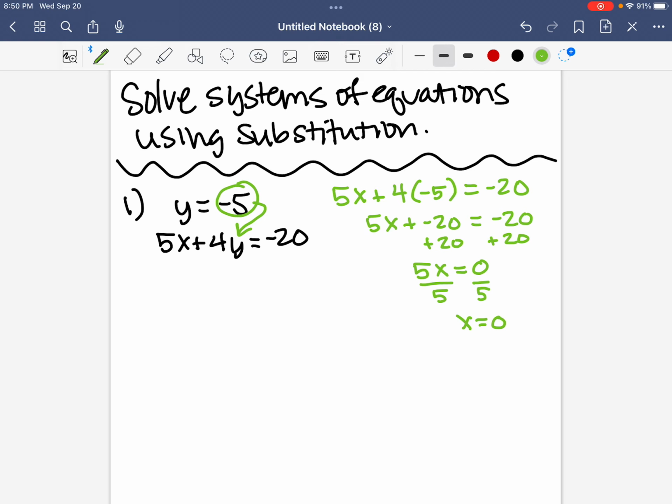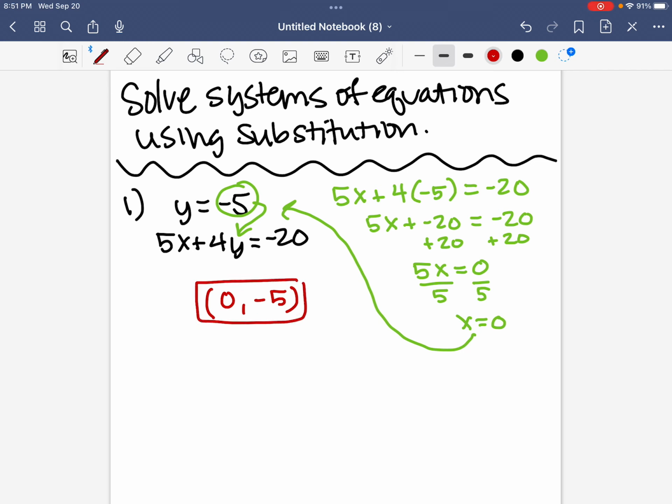Okay, now I would plug this into the top equation, but there is no x there because we already know that y equals negative 5. So my final answer I write as an ordered pair. The x coordinate is 0, and the y coordinate is negative 5. So there's my final answer.